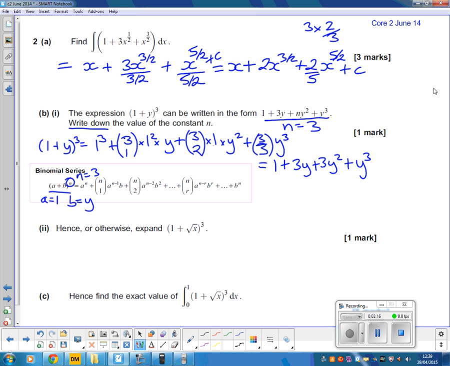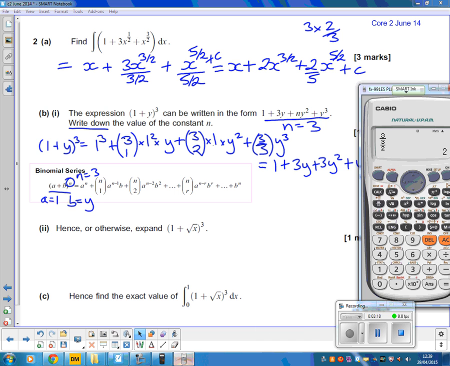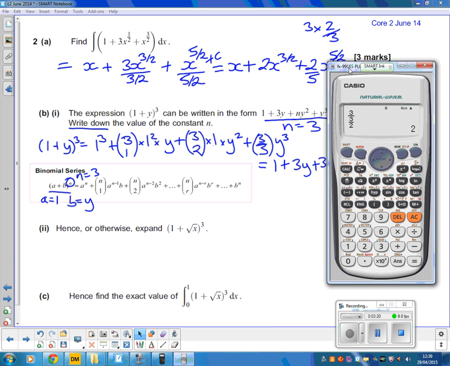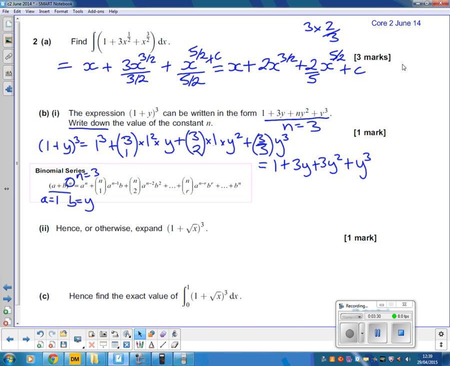Using your calculator if you need to work out these bits. So for example, 3, shift C, 2 will give us the coefficient in front of the y squared. And then we mustn't forget to answer the question and write out that n was 3.